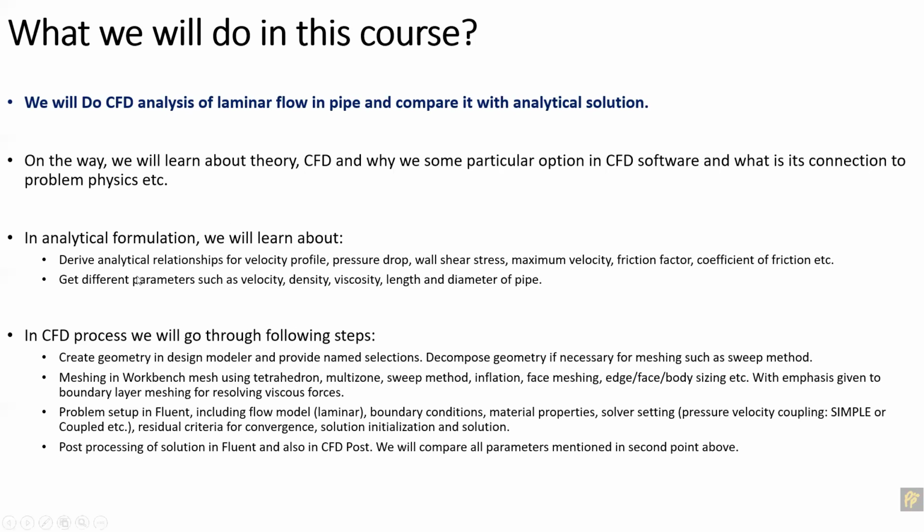So we are going to derive the analytical formulas for velocity profile, pressure drop, wall shear stress, maximum velocity, friction factor, coefficient of friction, or the Fanning friction coefficient. And the same things we are going to extract from the CFD simulation. And then we get the different parameters such as velocity, density.